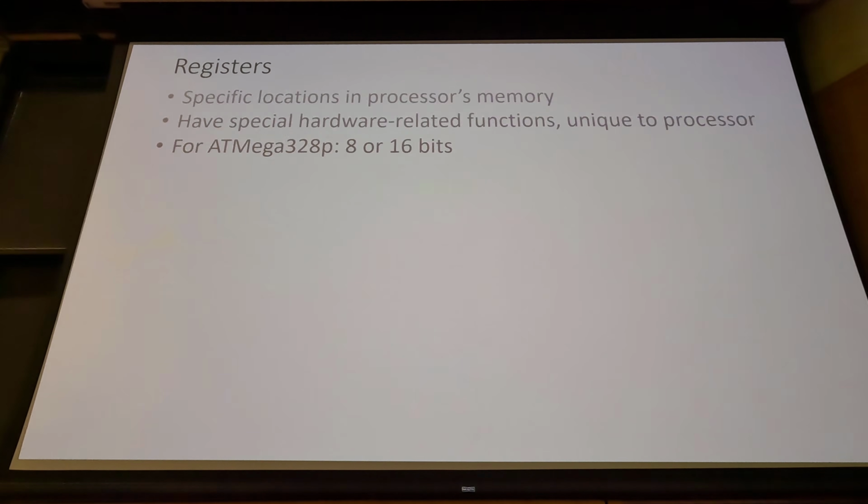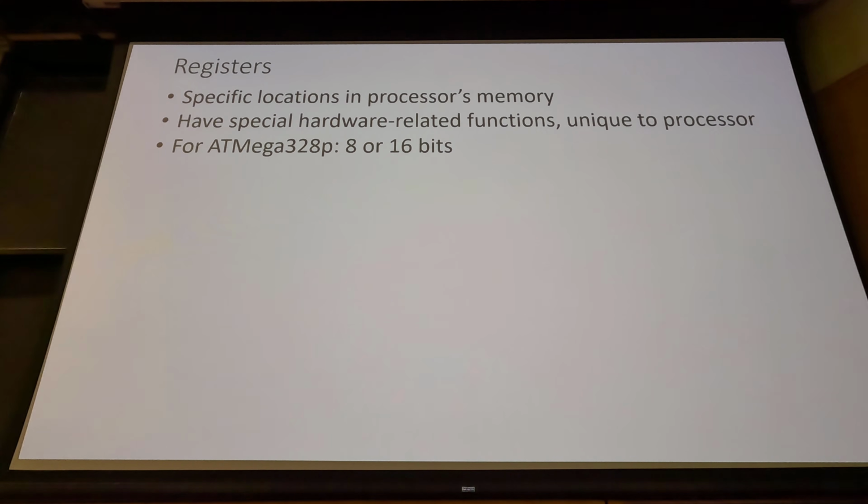I talked about registers last time and we just saw a bunch of 1s and 0s, but now we need to actually explain what they are. This is me as a mechanical engineer attempting to explain a very computer science concept, so probably some hand-waviness. There are specific locations in a processor's memory that contain either 1s or 0s that, for a microcontroller, have special hardware-related functions.